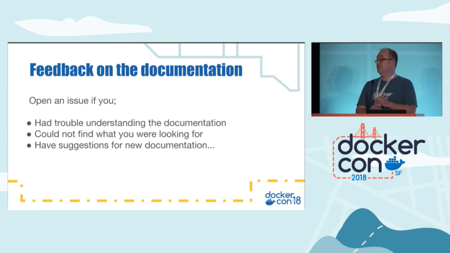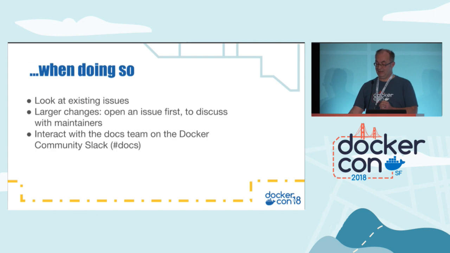But also, if you have suggestions or feedback in general as to things that could be improved, you can also open an issue on GitHub directly. And when doing so, please have a look around if there's an existing issue already, because there's many duplicates. And if you're thinking of adding a big piece of information to the documentation, it's usually better to first open an issue, a ticket on GitHub, to describe what you want to be adding, because maybe it's out of scope for the documentation.